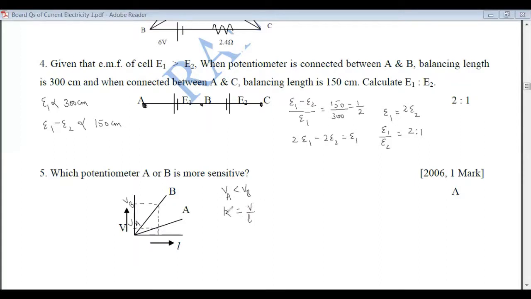For more sensitivity, the potential gradient should be less. For a particular length, we are finding this V, and we see that VA is less than VB. So the potential gradient of wire A is less than that of wire B, and hence wire A is more sensitive. So which potentiometer is more sensitive? Potentiometer A is more sensitive.